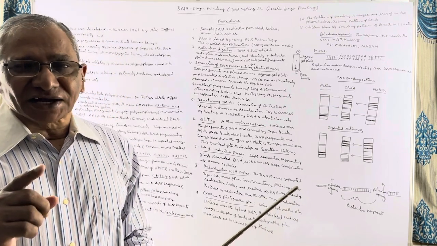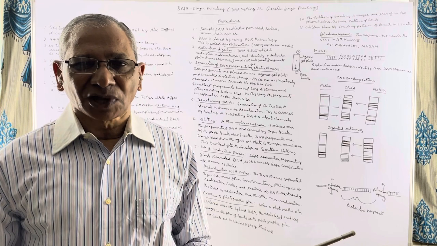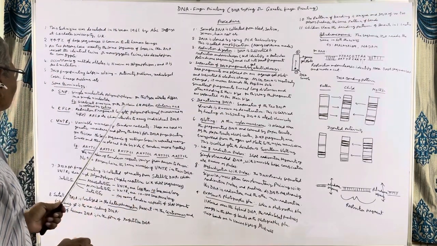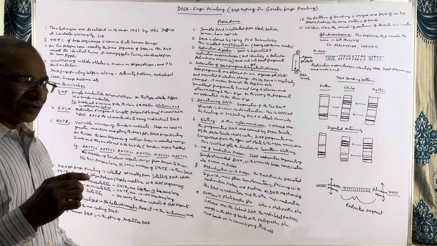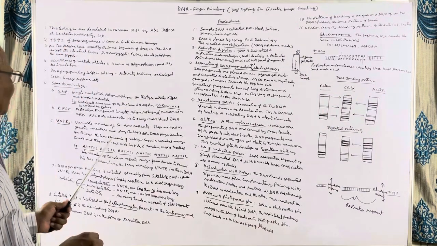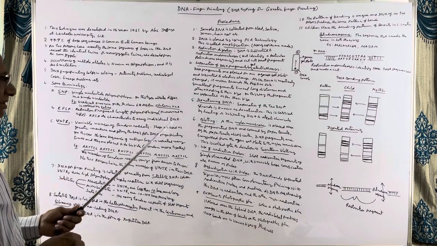When a change occurs in a single base pair of DNA, it leads to polymorphism. And this type of polymorphism is known as single nucleotide polymorphism, or SNP. So when a change occurs in only one base pair, it is known as single nucleotide polymorphism, and you have studied one of the best examples.